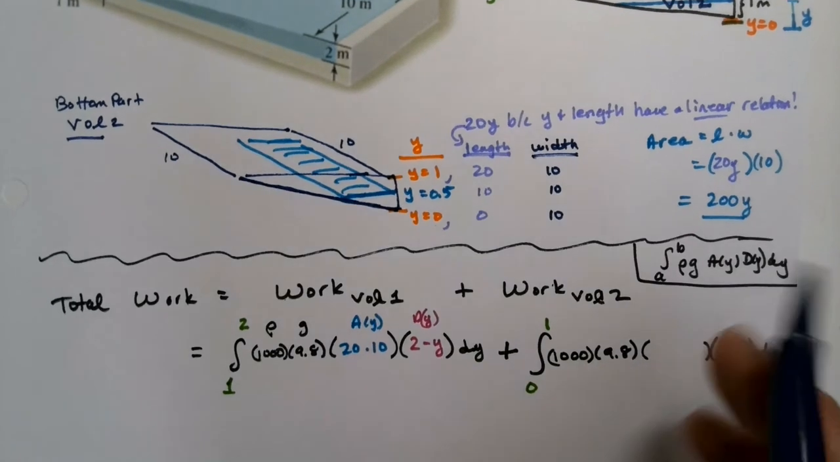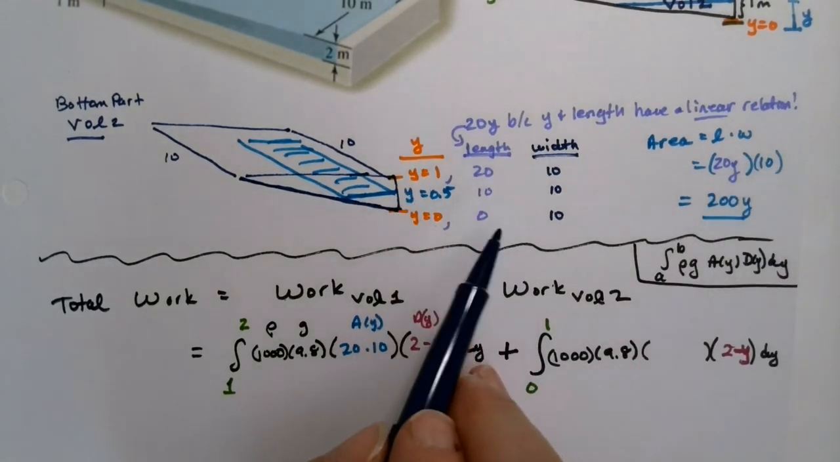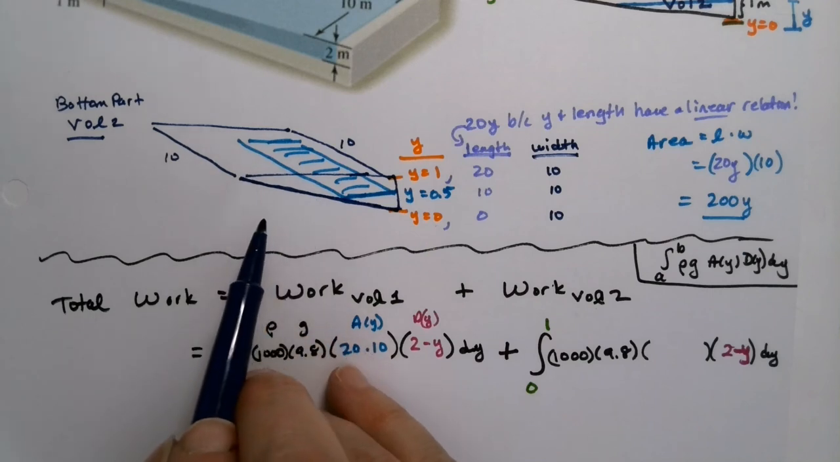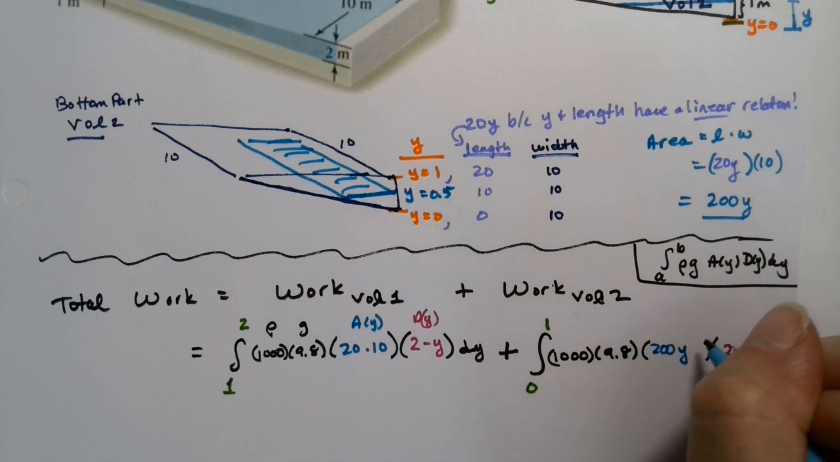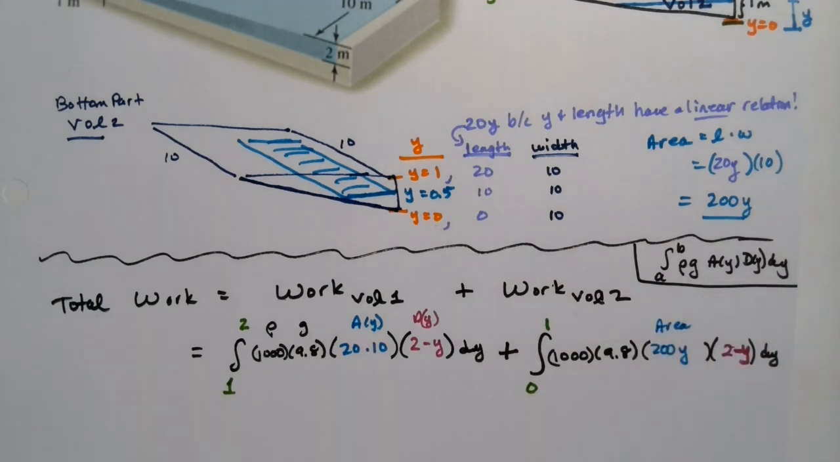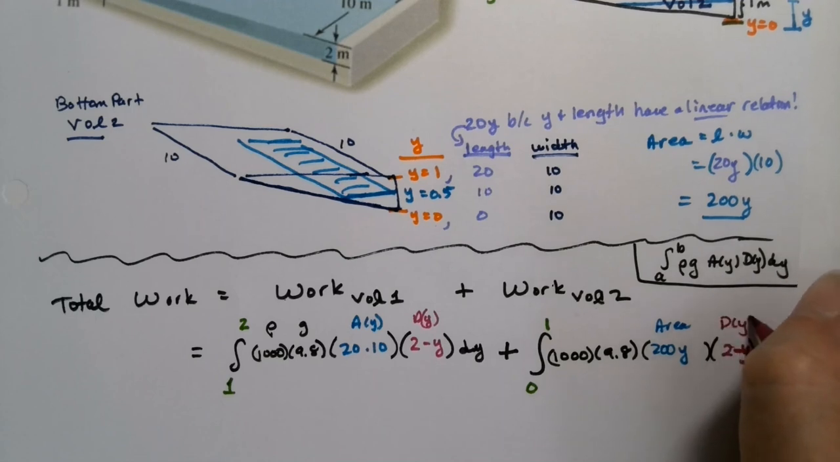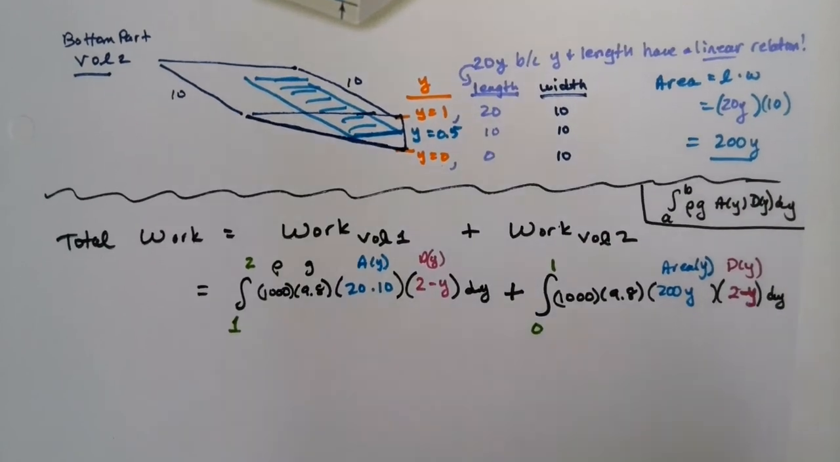All right, area is length times width, which is 20y times 10, which would be 200y, because the width never changes. That pool is always 10 wide. And that gives me what I can put right in here. I can go 200y. That's the area for volume 2. And of course, the depth never changes, right? That was 2 minus y. We figured that already. But there's the area for the second part, the deeper part, as a function of y.